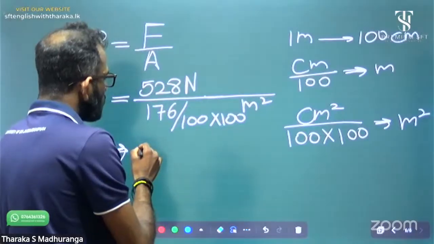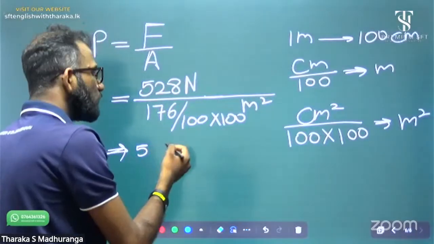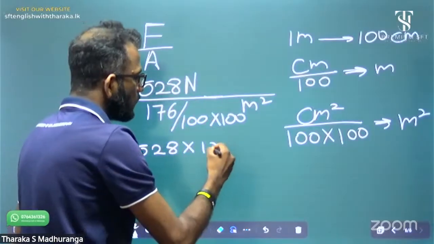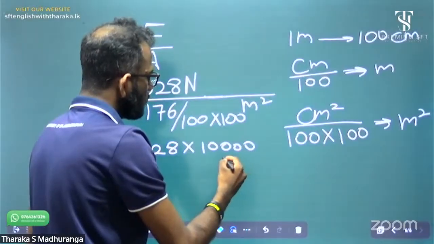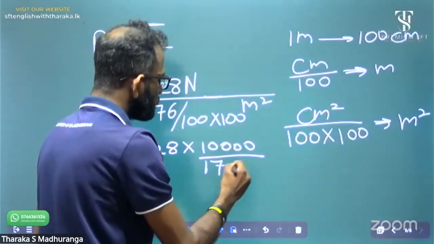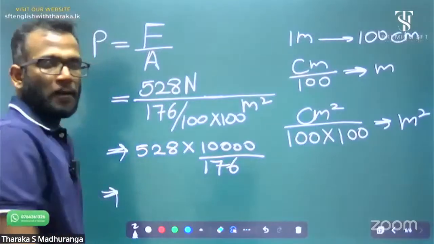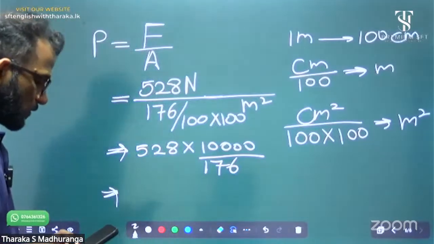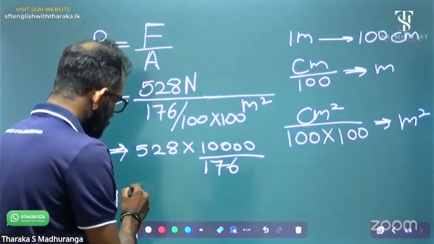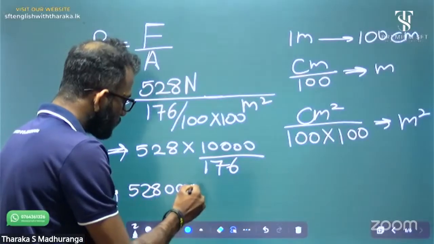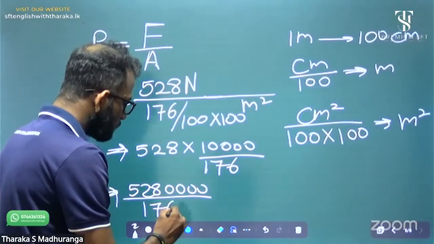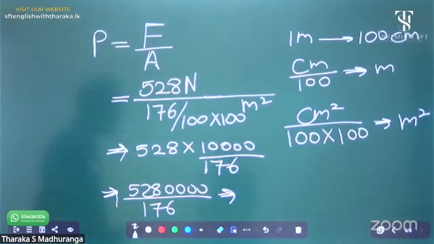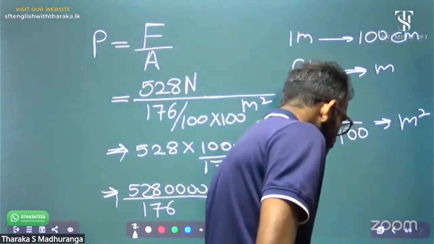Okay, now, division, therefore I am going to multiply 528 by the reciprocal, 10,000 over 176. Okay, 528 times 10,000 over 176. Samya, what's the value? Samya, understood? Ranga, do you know these conversions? Okay, they are very important.